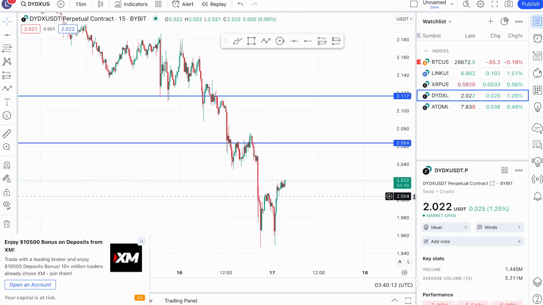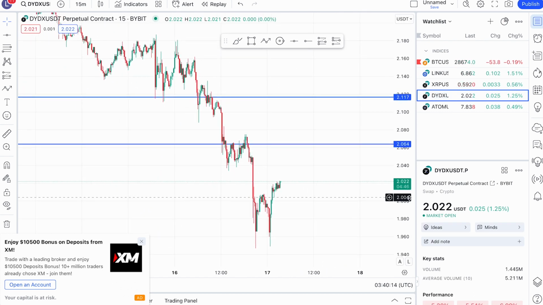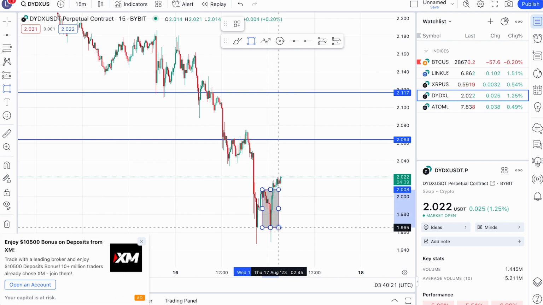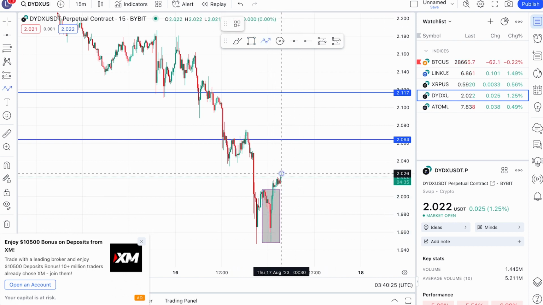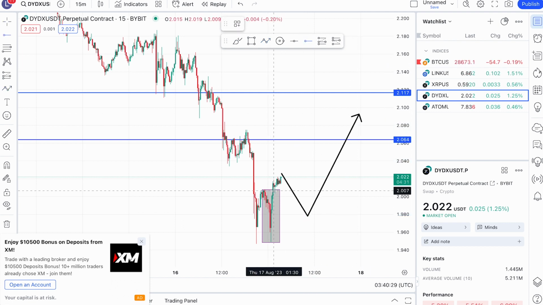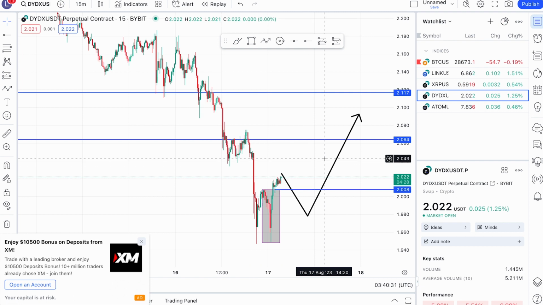Now, of course, if we take a look at DYDX, DYDX also has a similar movement, but with DYDX we can actually take this lower low, price already broke through. So that means when price broke through, it can come back down for a mitigation and only then come back up. So this is going to be your entry point right here, 2.008.